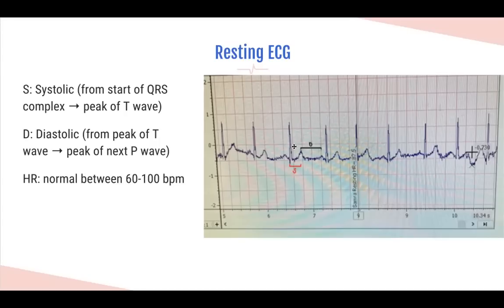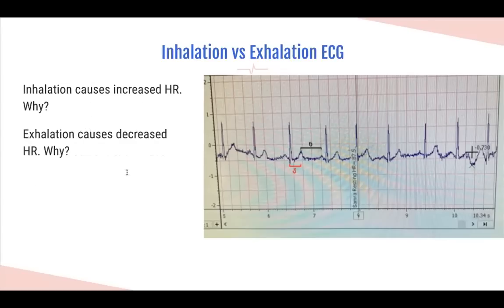Diastole is from the peak of the T wave all the way to the peak of the next P wave. This is the diastole or relaxation of the ventricle. Okay. And again, normal heart rate is around 60 to 100. Hopefully you guys know that. And then we're going to see what's the effect of inhalation versus exhalation. So here we see the inhalation causes an increased heart rate. Does anyone know why this is?